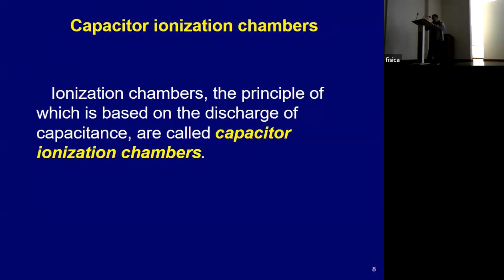A system of two electrodes separated by high quality insulation is charged by an external voltage source to an initial potential difference U0. It is used in ionization chambers, which we call capacitor ionization chambers. Now some words about the principle of working.